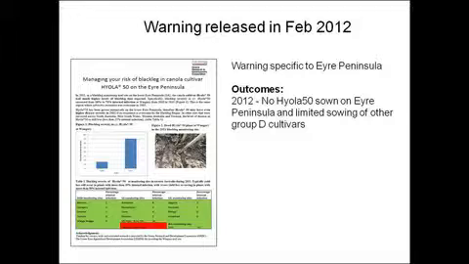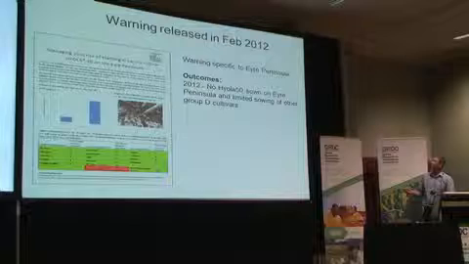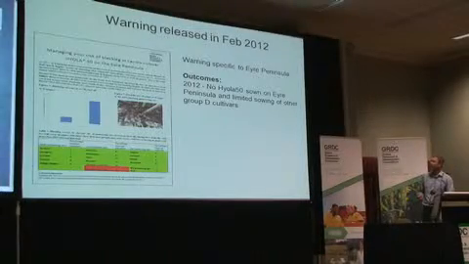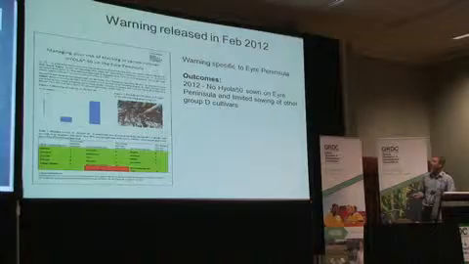From that data, we can also put out warnings, and they will happen from time to time when we think there's a major issue. This is the warning we put out 12 months ago when our monitoring site showed the Whole of 50 was coming unstuck. It had gone from basically being 0 internal infection to 70% internal infection over 3 years. So we put out the warning not to grow it anymore. And because we had our data, we could also say which other cultivars had the same resistance and put out a warning for those cultivars as well. And that actually resulted in no Group D cultivars being grown on Eyre Peninsula last year.